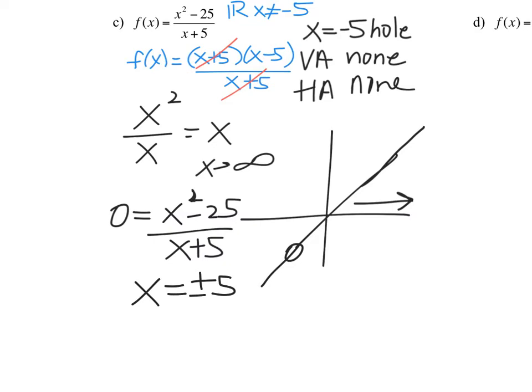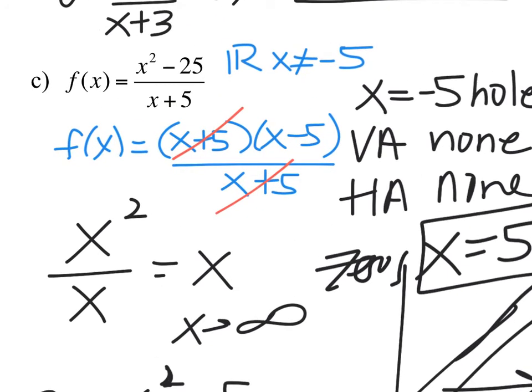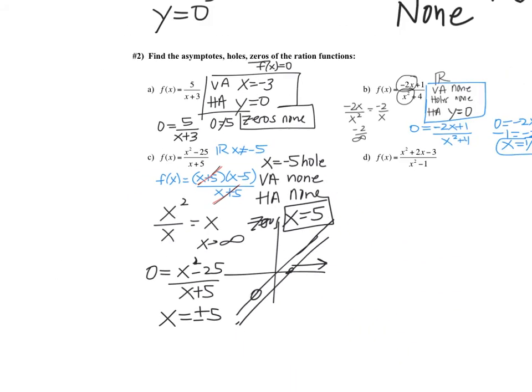So I didn't really graph this very good. It should be more like that. X is 5. Okay, so that'd be a 0. Sometimes it's good to find zeros after you reduce when you find the hole, and just set that equal to 0 and solve. Okay, thank you for reminding me on that.